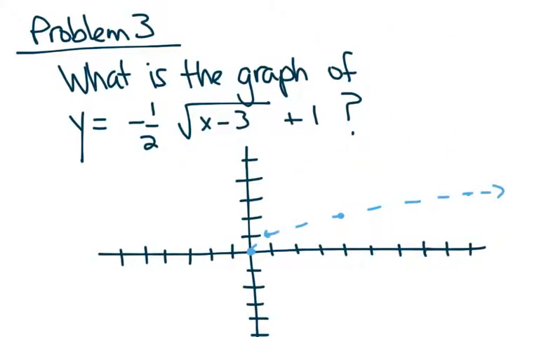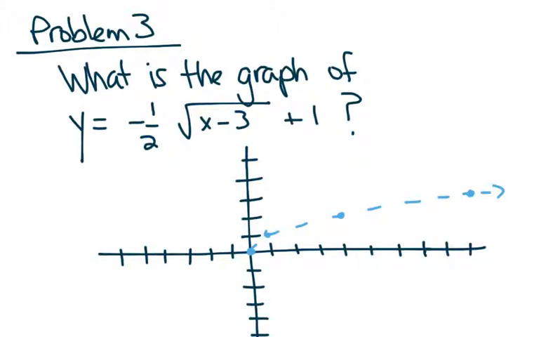The last problem we're going to talk about here is, what is the graph of y equals negative 1/2 the square root of x minus 3 plus 1? And on the graph below, I've put the parent function as my dashed line. Remember, my parent function goes through the points (0, 0), (1, 1), (4, 2), (9, 3). So let's talk about the translations on this graph.